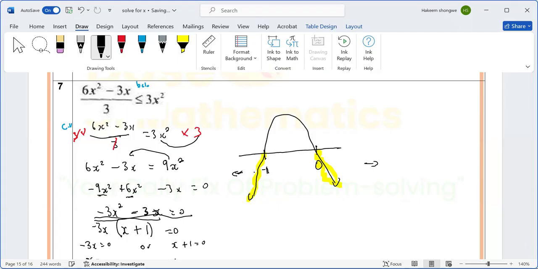In relation to minus 1, what will you say the values this side? Are they bigger than minus 1 or less than minus 1? They are less than minus 1. So x is going to be less than or equal to minus 1. Or, this side, in relation to 0, what will you say? X is greater than or equal to 0.